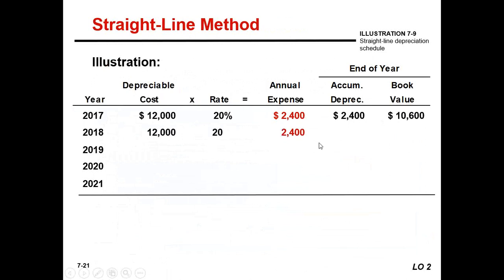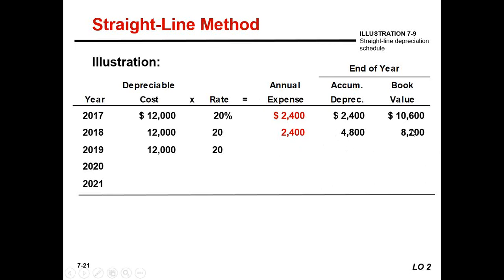Year 2, our annual expense is absolutely the same, but our accumulated depreciation has now increased to $4,800. Accumulated depreciation is all the depreciation to date. The annual is just the expense for the period. The accumulated is everything to date. Our book value is now $13,000 minus $4,800 to get our book value.